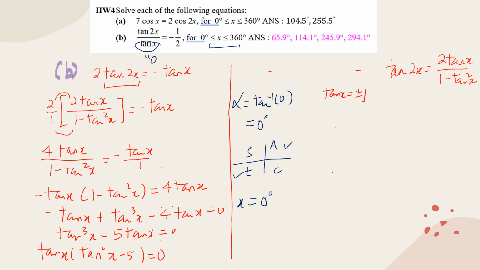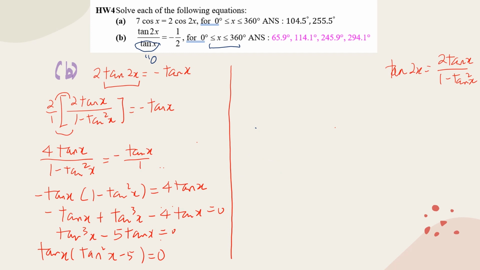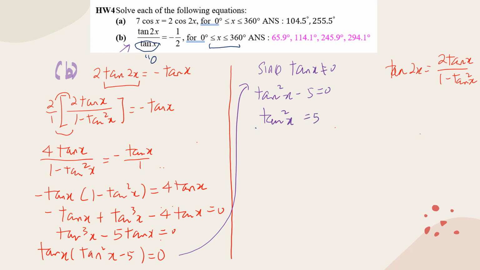Right, so I think it's good that I kind of did not think of that. So from here, I think we can make some conclusions. We can say that since tangent x cannot be equal to 0, because if you look at the original equation, you have tangent 2x divided by tangent x, and you can't have tangent 2x divided by 0. So since tangent x cannot be equal to 0, you are only left with tangent square x minus 5 equals 0. That will give you tangent square x equals 5. Hence, tangent x can be plus minus square root 5.